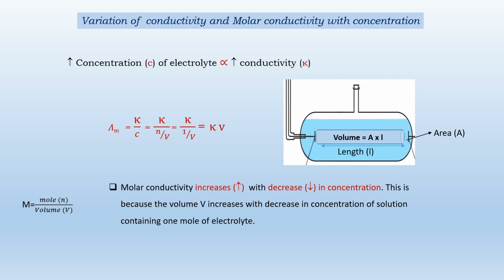Molar conductivity decreases when you increase the concentration, because concentration is inversely proportional to molar conductivity. You can see the formula, lambda m is equal to kappa by C. So concentration is inversely proportional. If you increase the concentration, then the molar conductivity decreases.